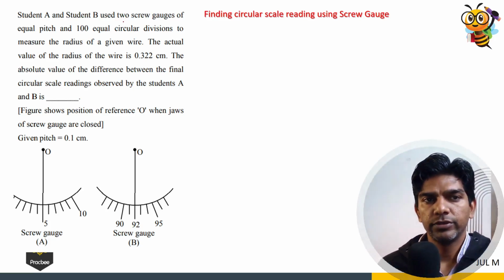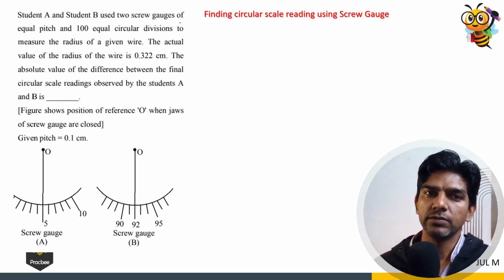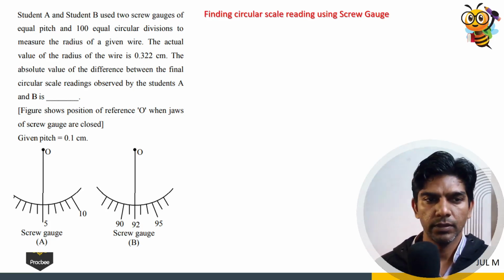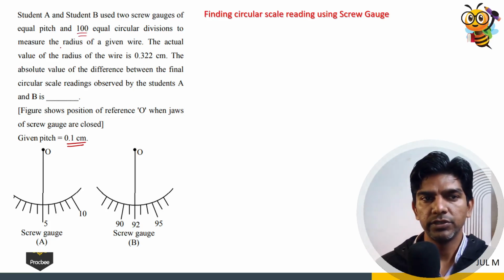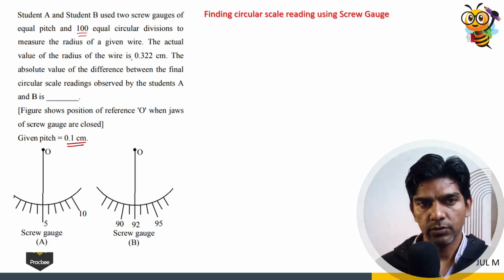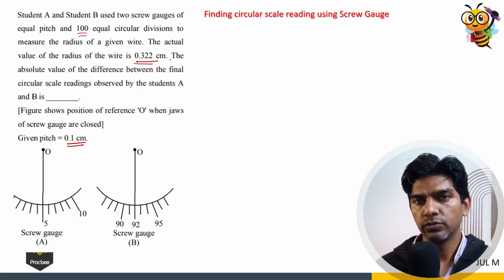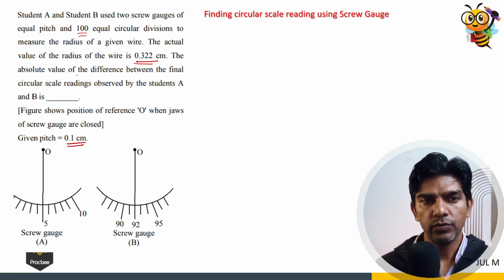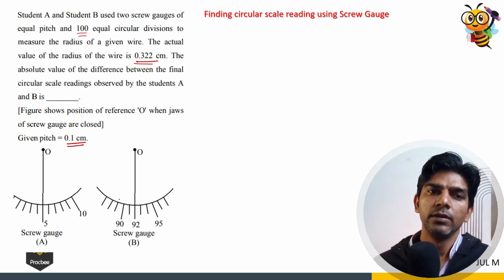Student A and student B use 2 screw gauges of equal pitch. Pitch is given as 0.1 centimeter. And there are 100 divisions on the circular scale to measure the radius of a given wire. The actual value of the radius of wire is 0.322 centimeter, and the absolute value of the difference between the final circular scale reading observed by the student A and B is, right?